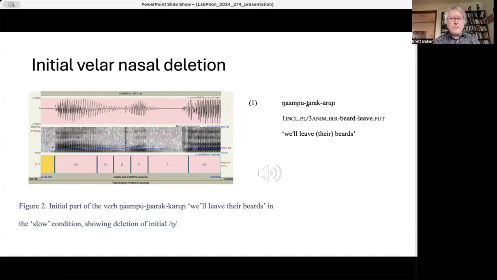Could it be, for instance, speech speed that's responsible? This has been cited as a major factor for other kinds of phonological and phonetic reduction processes, such as deletion. Or could it be something else?